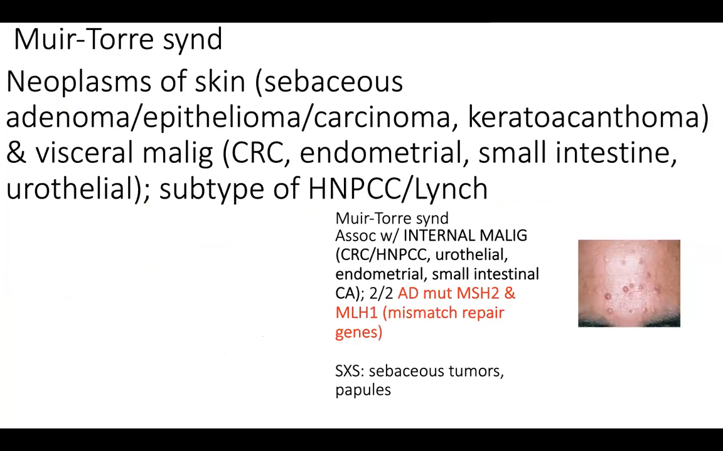So back to Muir-Torre. Muir-Torre syndrome is a neoplasm of the skin with a visceral malignancy. The subtype of this is HNPCC syndrome or Lynch syndrome. It's associated with an internal malignancy. Know that it's associated with MSH2 and MSH1, which are the mismatch repair genes. So we can see these sebaceous tumors and papules, and remember that it is associated with Lynch syndrome.